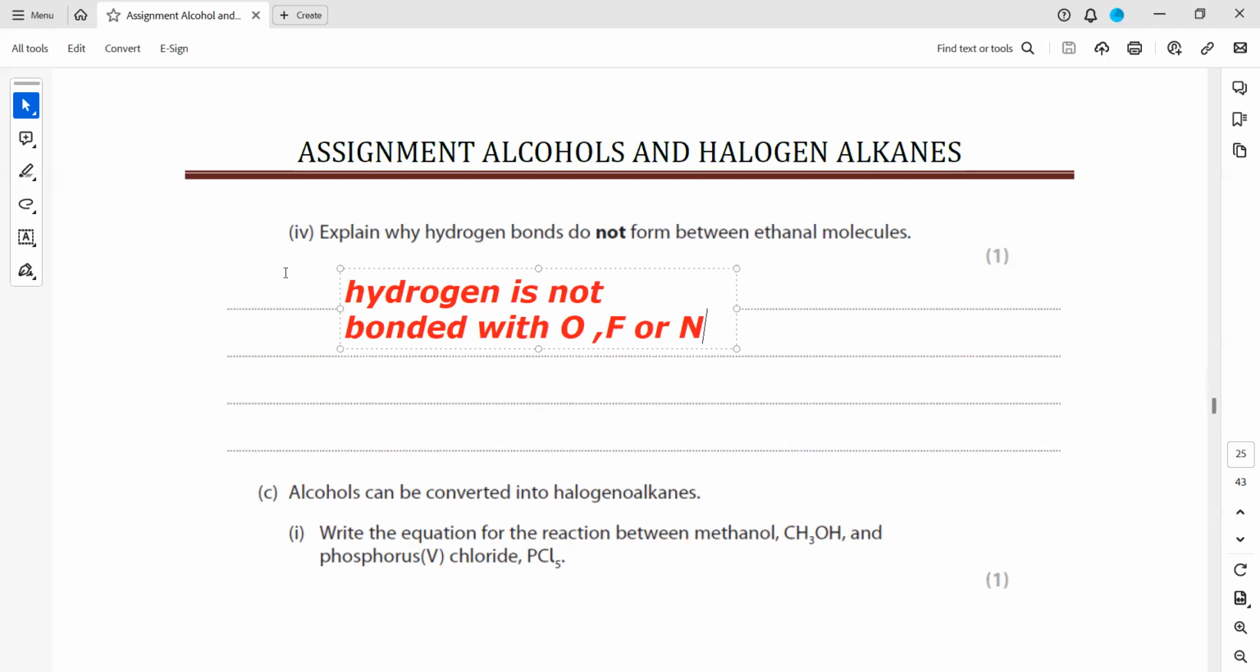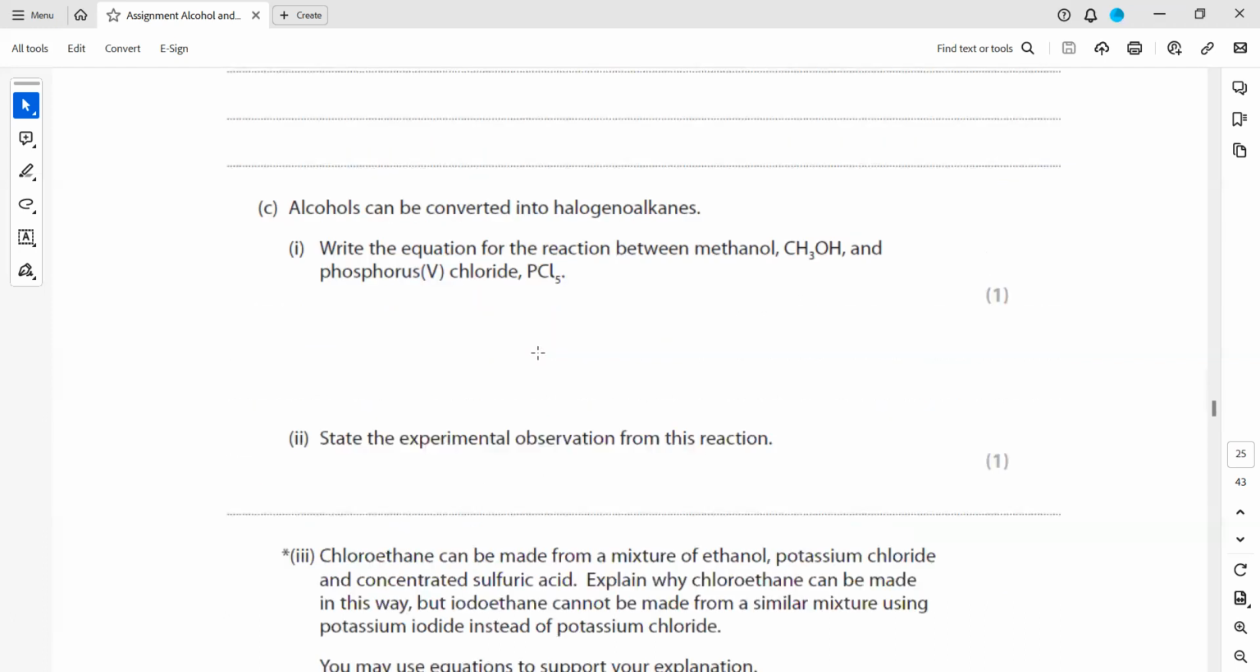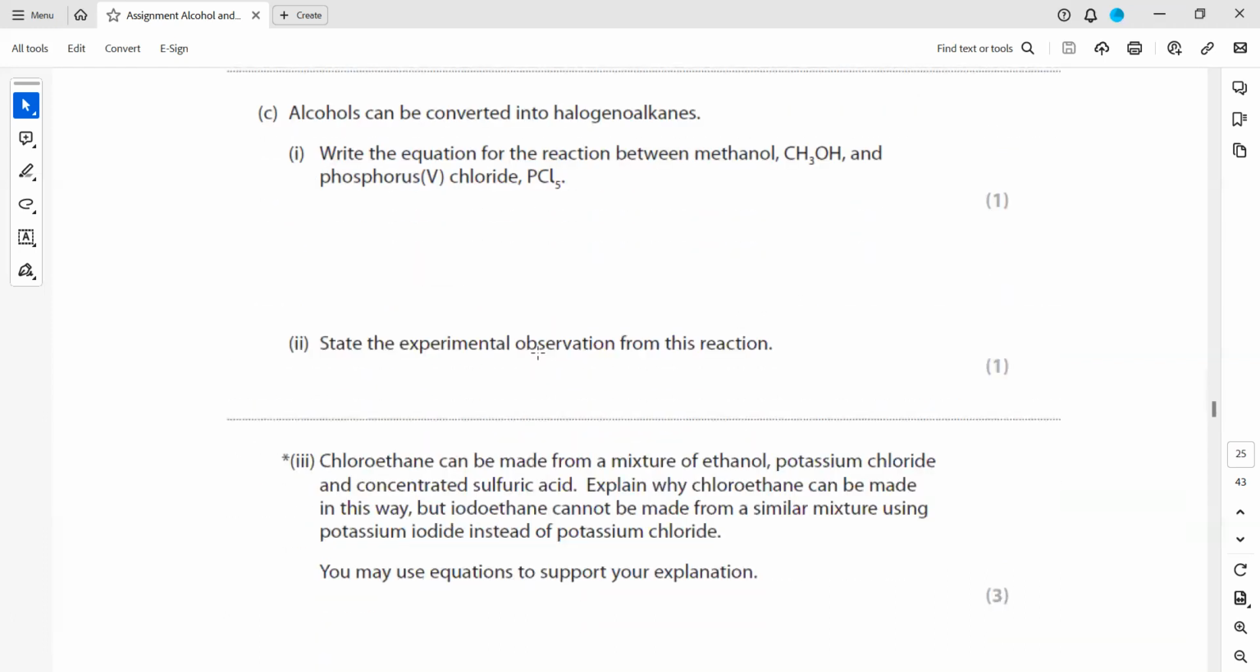Even in ethanol, fluorine and nitrogen are not there. But hydrogen bonds are possible if there is oxygen, fluorine, or nitrogen. So in ethanol, we can say hydrogen is not bonded with oxygen. That's fine. Or you can also list the three elements which result in the formation of a hydrogen bond. Whenever hydrogen is bonded with any of these elements, it will form a hydrogen bond. Otherwise, it does not form any hydrogen bond.